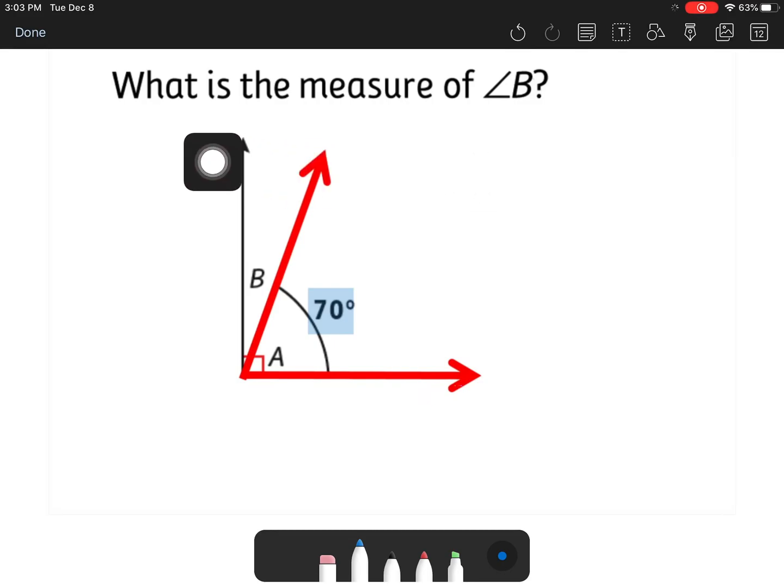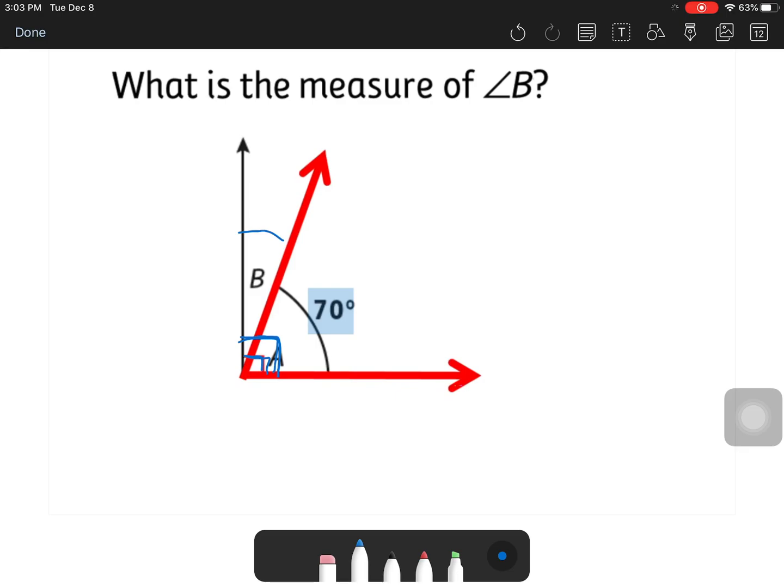Okay, so we had one of these on our quiz earlier. It said, what is the measure of angle B? Well, again, so if this is a right angle, so if this whole angle here is 90 degrees, right? You can see that square they put right there. And part of it is 70. Then what's left for this part?